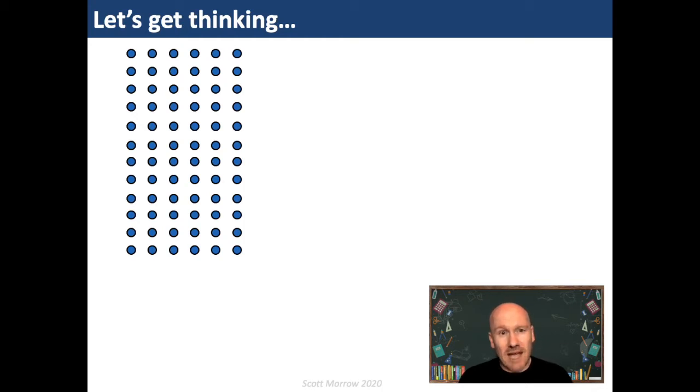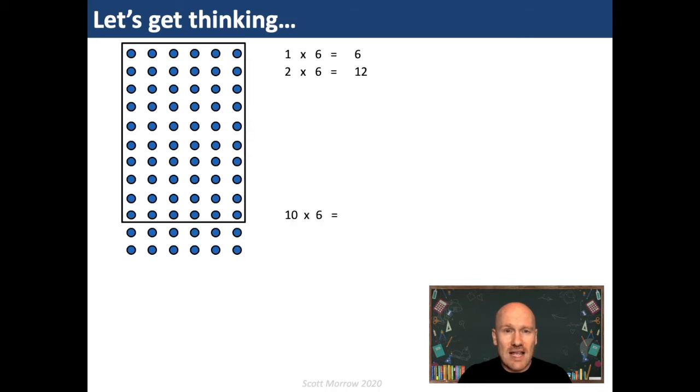Now, I know 1 times 6, which is 6. 2 times 6, which is 12. 10 times 6, which is 60, and 5 times 6, which is 30. I'm going to highlight those because those are the ones that I can remember easily.